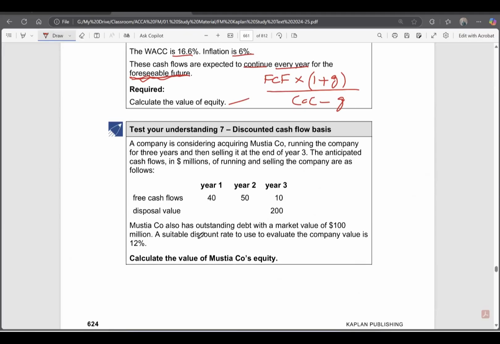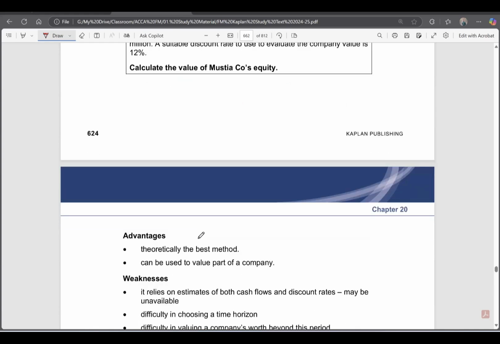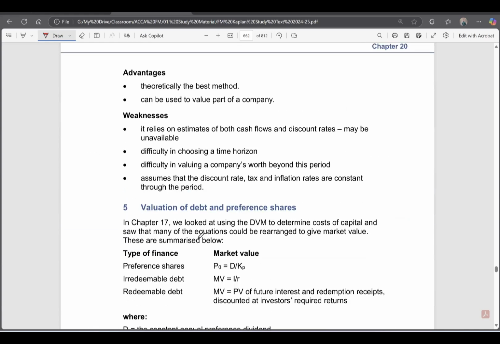As I told you, this valuation will give you the maximum value of the business. And this approach can be used to find the entire value of the business or a division of a business. Let's say we have a division, a branch, a head office, any area, or a machine, or a product. We can find the value of it by taking its cash flows and discounting them. If I look at the advantages and weaknesses, it is theoretically the best method and can be used to find the part of a business as well.